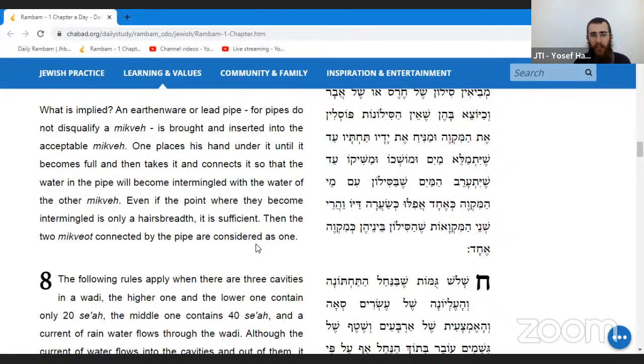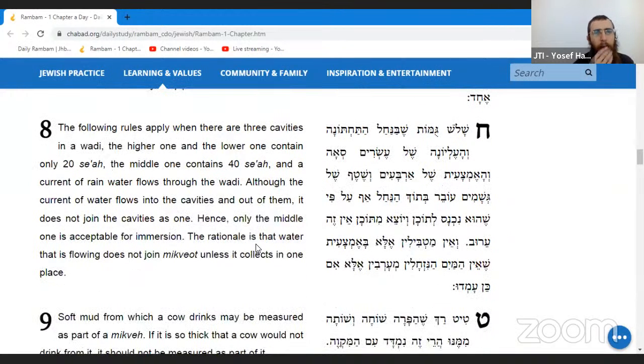Now, this doesn't mean that you could put water into a pipe and then walk down the road and pour it into the other mikvah. We mean that the pipe is simultaneously touching both mikvahs, and you're using your hand to allow the water to actually reach the second mikvah, but it's still completely connected. There's direct contact between the two mikvahs.